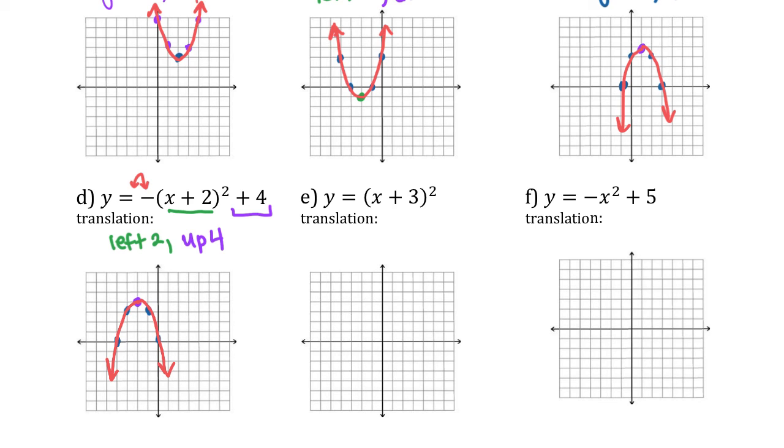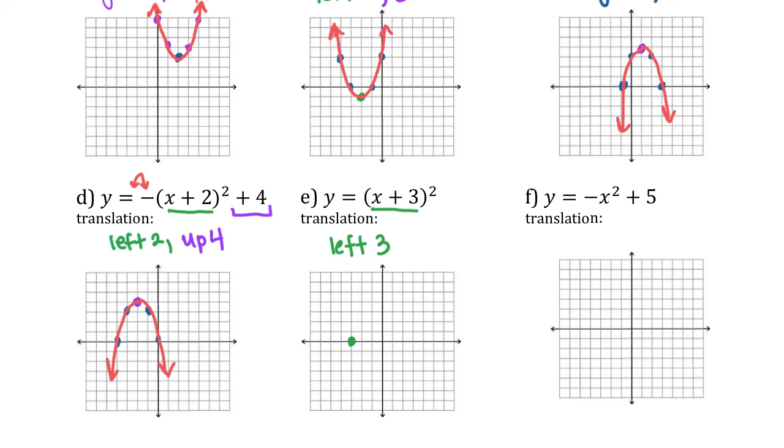Okay, the last two are the same. It's just one piece of information is missing. Okay, so I see parentheses. So because it's in parentheses, it's either left or right. Because it's a plus 3, it's going to move left 3. Since there's nothing at the end, it's not going to move up or down. It's just going to move left 3. So normally the vertex is at 0, 0. I shall move it left 3. 1, 2, 3.